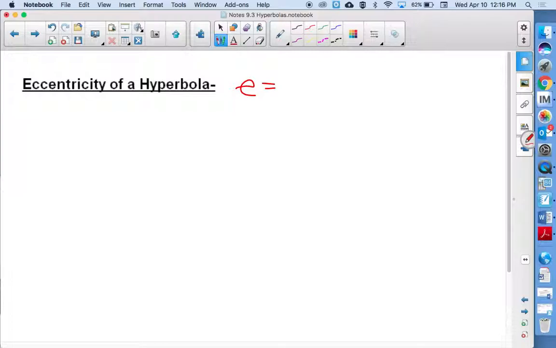Anybody remember what we used to find eccentricity? It was something over something. C over A. So it's C over A. So we're looking at everything that lies on that same horizontal line or the same vertical line. So the distance from the center to the focus, the distance from the center to the vertex. If that number is greater than 1, then it's a hyperbola.